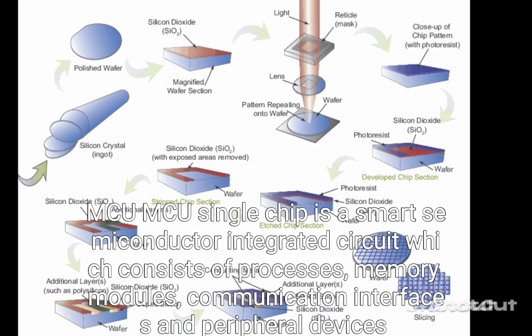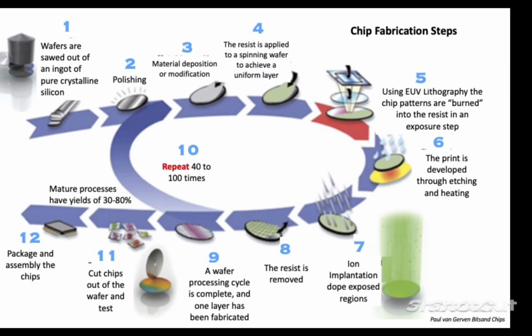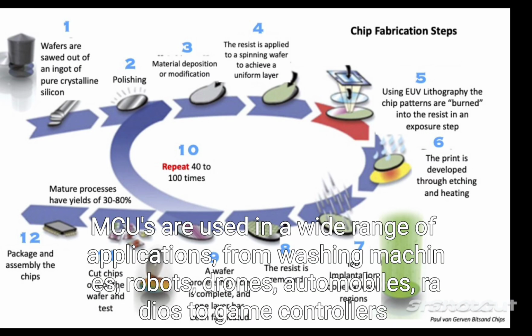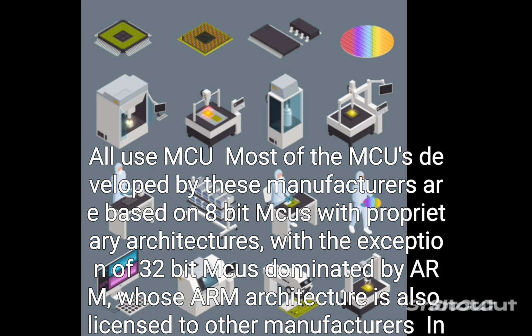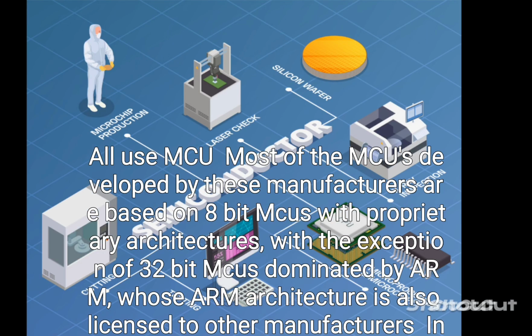MCU single chip is a smart semiconductor integrated circuit, which consists of processors, memory modules, communication interfaces and peripheral devices. MCUs are used in a wide range of applications, from washing machines, robots, drones, automobiles, radios to game controllers. All use MCU. Most of the MCUs developed by these manufacturers are based on 8-bit MCUs with proprietary architectures, with the exception of 32-bit MCUs dominated by ARM, whose ARM architecture is also licensed to other manufacturers, and the ARM architecture currently dominates 32-bit MCUs.